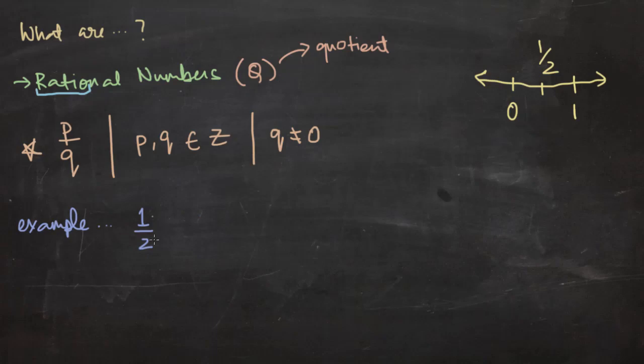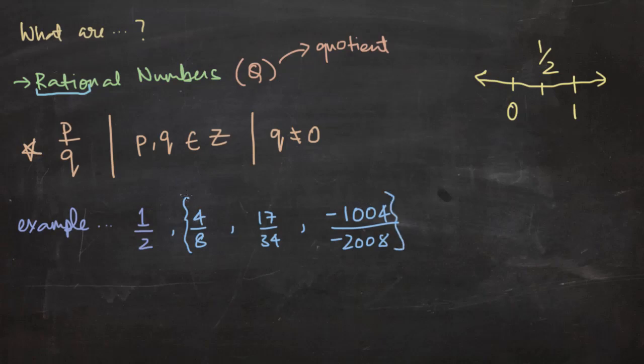Anyhow, let's come back to this fraction 1 by 2. In this fraction, we observe that the numerator and the denominator, 1 and 2, cannot be simplified further. But there are certain numbers that simplify to 1 by 2, like say 4 by 8, or say 17 by 34, or let's get a little bit wild, say 1004 by negative 2008. All of these simplify to 1 by 2.